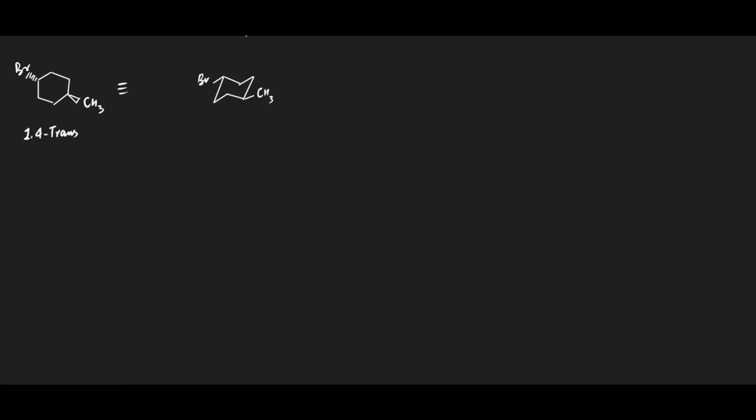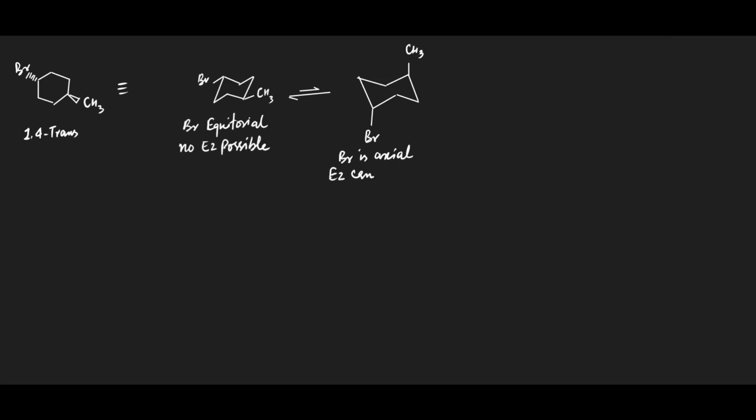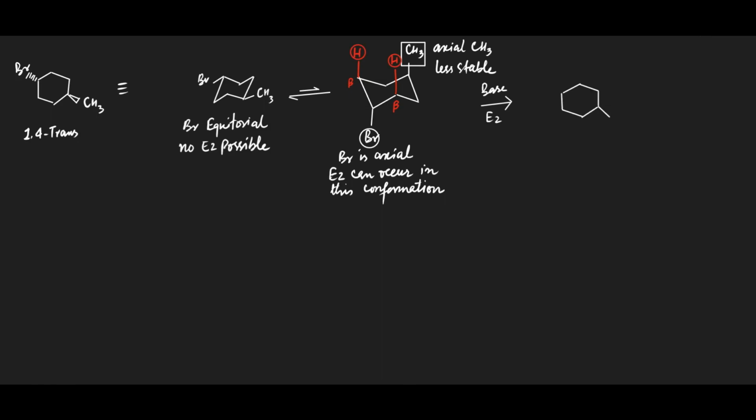In this diequatorial, bromine being on equatorial means that E2 is not possible. Upon ring flipping, both bromine and methyl are axial. Now that bromine is axial, it means E2 can occur in this conformation. There are 2 beta positions each having axial hydrogen, which can be eliminated by E2. But this methyl in axial position makes this a less stable conformation.